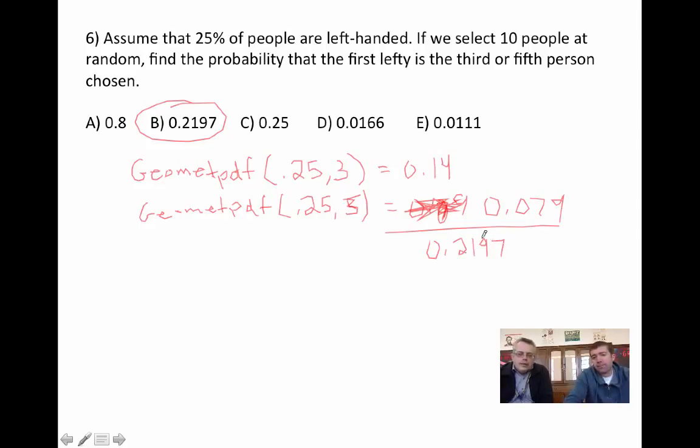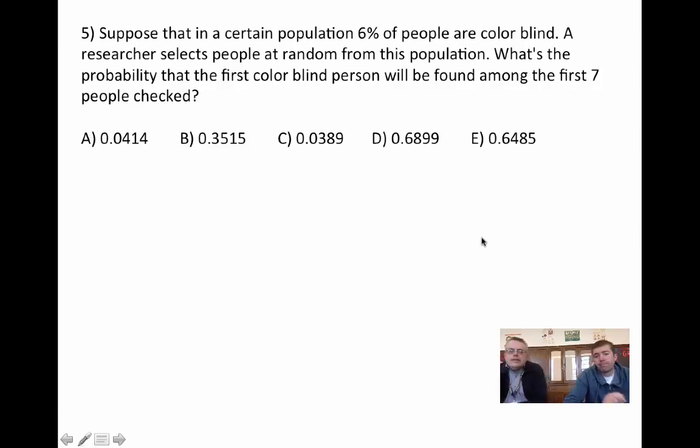197. Okay, next. Right, this is slightly different. Suppose that in a certain population, 6% of people are colorblind. A researcher selects people at random from this population. What's the probability that the first colorblind person will be found among the first 7 people checked? So it could be the first person, or the second, or third, or fourth, fifth, sixth, or seventh.